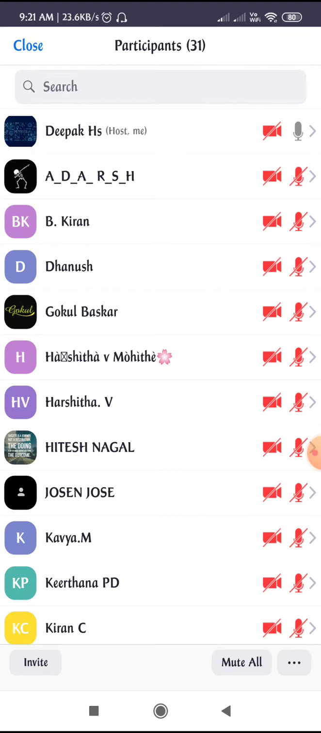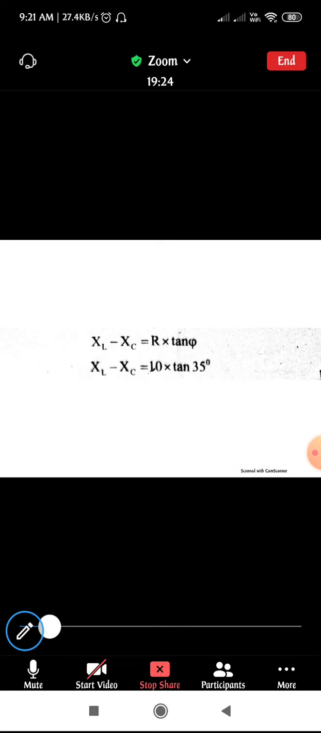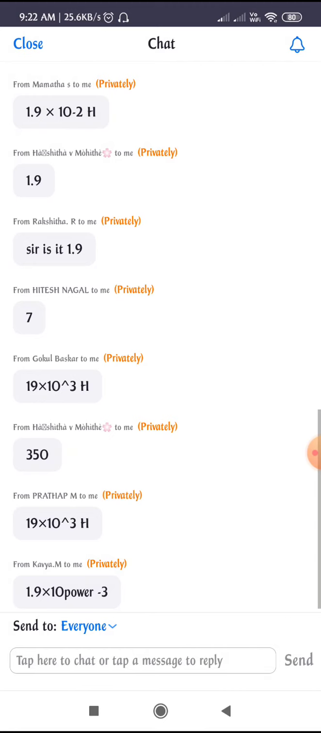So the value of XL minus XC comes out to be as, see, we have substituted the value of R, which is nothing but 10, they have given, and the phi value comes out to be 35 degree. Yes, Kavya, what is the value of XL minus XC? You have given the answer of L. I want the XL minus XC answer. How much did you get XL minus XC?